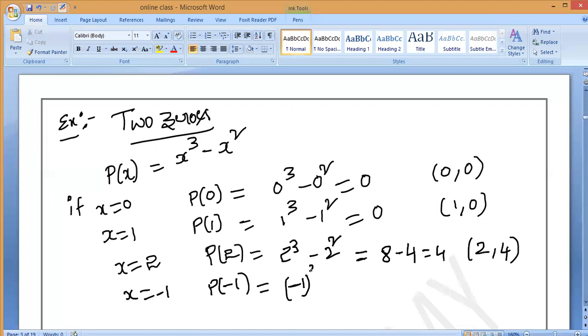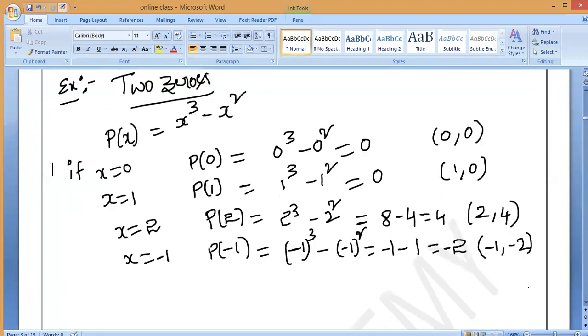If x equal to minus 1: minus 1 whole cube is minus 1, and minus 1 square is plus 1. Minus 1 minus 1 is minus 2. Understood? The point is minus 1 comma minus 2. If x equal to minus 2, P of minus 2, what is the value?